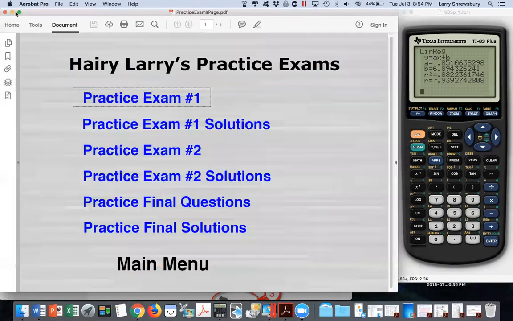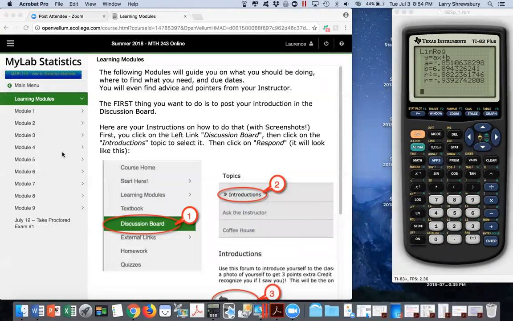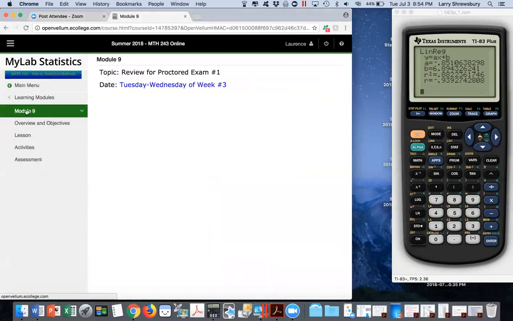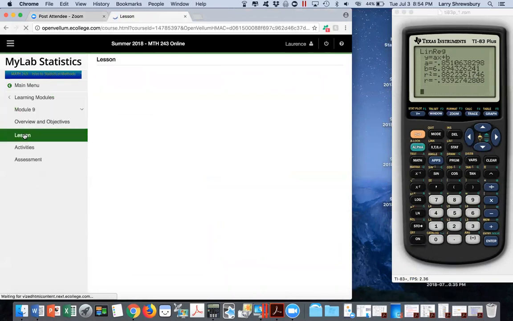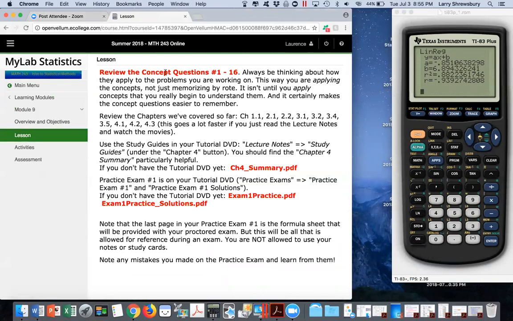Now let's suppose you want to learn from your mistakes. So let's suppose that you miss some. You say, boy, I'd sure like to have another practice test to see if I really did learn. Well, you're in luck, because in Learning Module 9, let's click on Lesson. So here it's telling you all the things to do. Review concept questions 1 through 16. Now if you're doing the homework correctly, these are the concepts you're thinking about and you're applying as you do the homework. That's what makes the concept questions easy to remember. If you've applied them, you have a concrete example of those concepts. They're just not some theory.